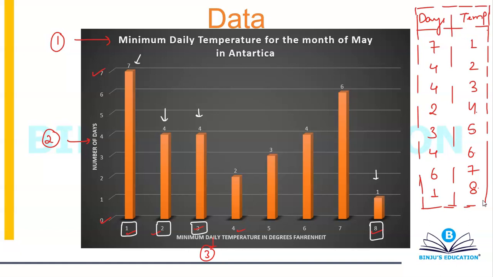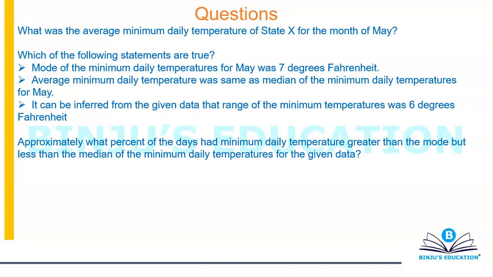So let's move on to the questions. What was the average minimum daily temperature for state X in the month of May? What was the average minimum daily temperature of state X for the month of May? Fine, fair enough. So we need to calculate the average, which is nothing but the mean.